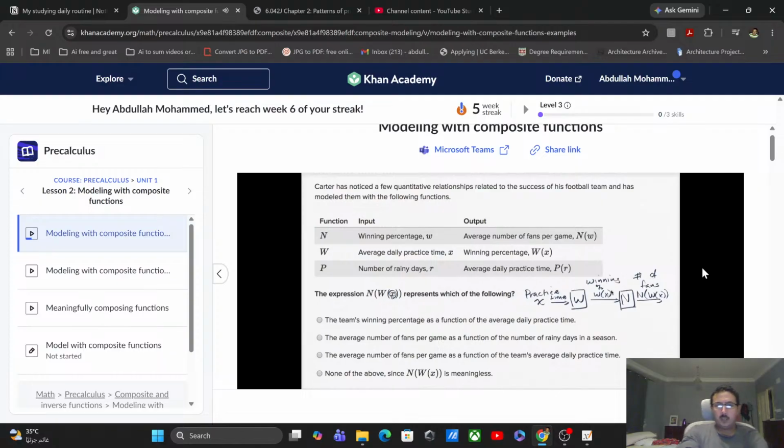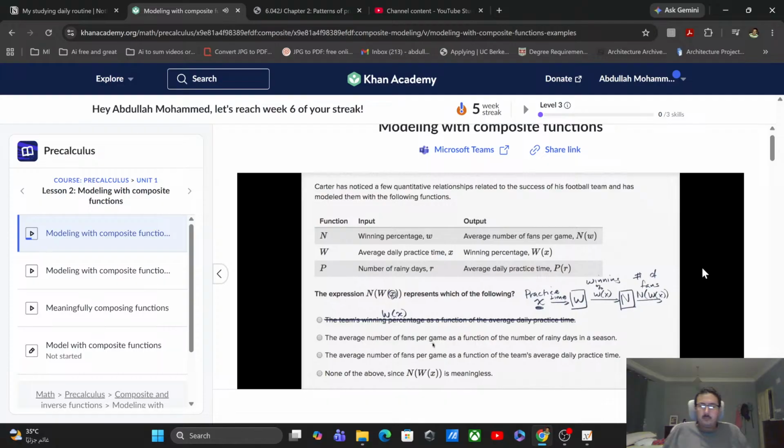So this is interesting. We should look for a choice that says how the number of fans that show up at a game is dependent on practice time, X. All right. The team's winning percentage is a function of the average daily practice time. Now that would be just W of X. If they said just W of X, that would be winning percentage as a function of average daily practice time. So I can cross that one out.